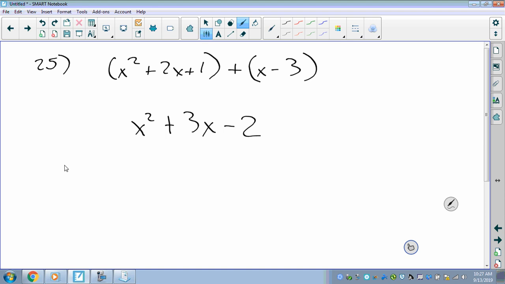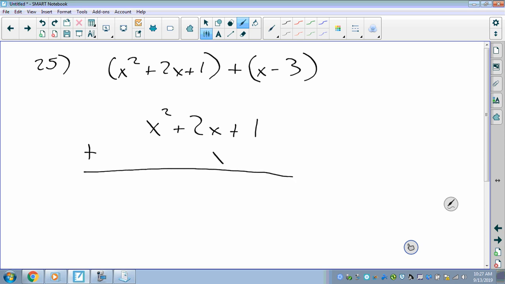Good? Okay? How about vertically? We haven't talked about this a little bit. You guys know that we can add these together vertically, right? I can say x squared plus 2x plus 1, and I can add this. You just make sure you line up everything the way it should be. Your x's, your constants, and your x squareds, right? And again, you'll get the same answer. X squared, 2x and 1x is 3x, and 1 minus 3 is -2, okay? So if you're more comfortable with that, you just got to make sure you line up everything nicely.